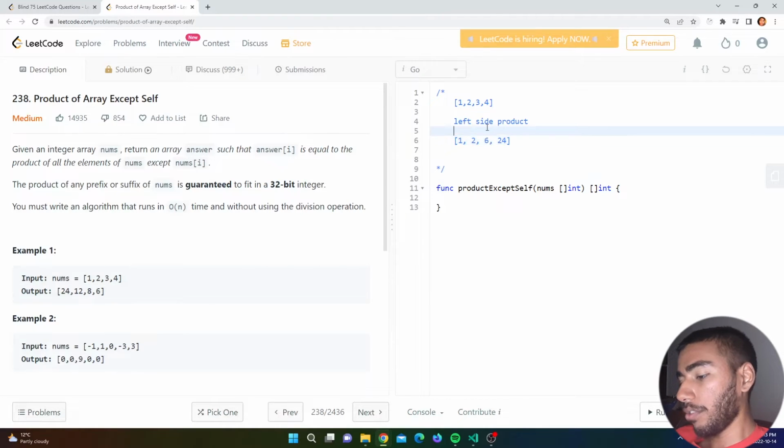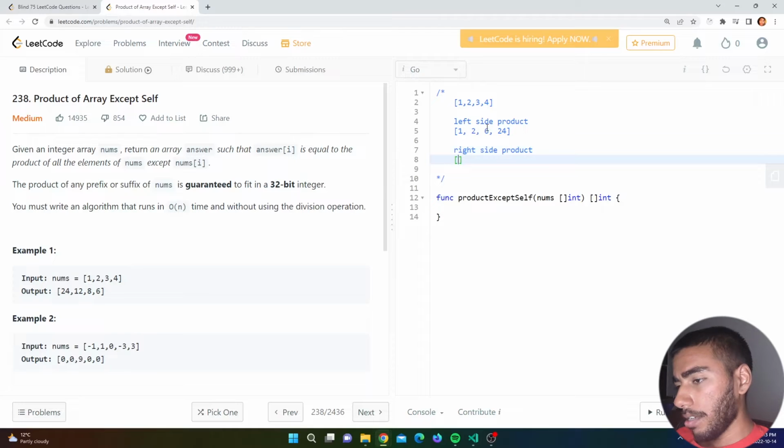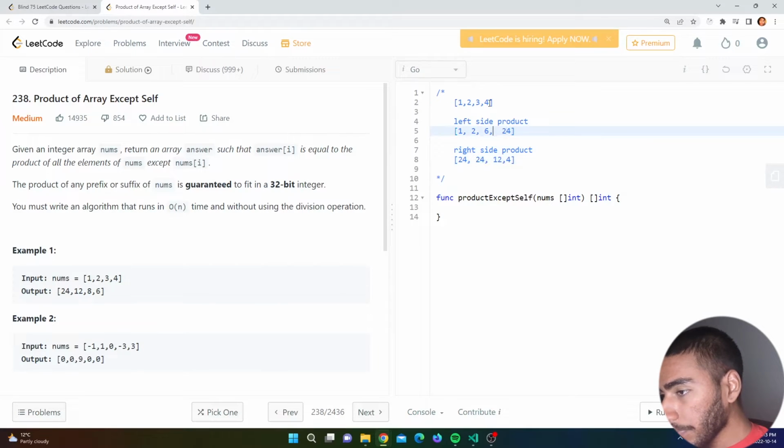Now if we do the right side product, we start off with 4. This is going to be tricky because I'm going to be typing the other way around. 4 times 3 is 12, and then 12 times 2 is 24, and then 24 times 1 is 24 again. So let me spread this out evenly over here.